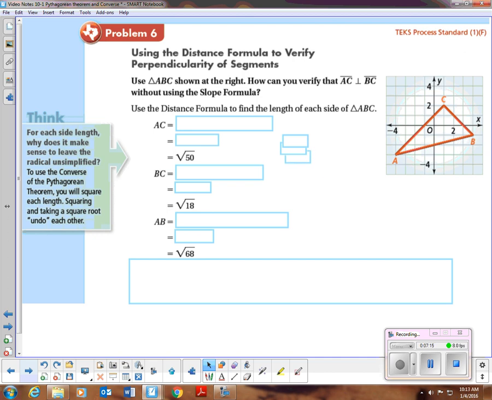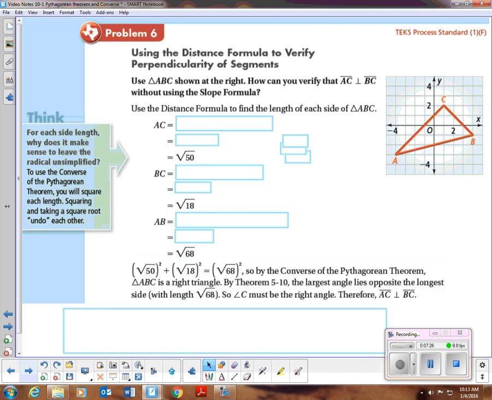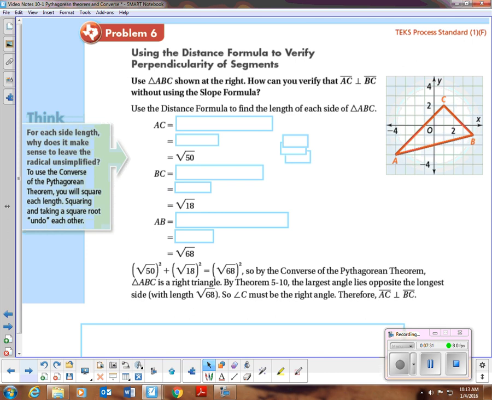So when you have those, all right, then we're going to take those, but now I didn't simplify those. You don't need to simplify them because you're going to square the square roots. And when you square the square roots, you get the numbers without the square root sign again. So square root of 50 squared plus square root of 18 squared equals square root of 68 squared. So when I square those, I get 50 plus 18 equals 68, and I end up with 68 equals 68. So I know that angle C must be a right angle because this worked in Pythagorean theorem.